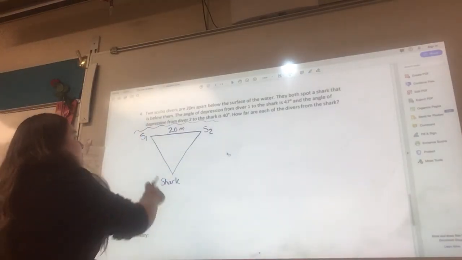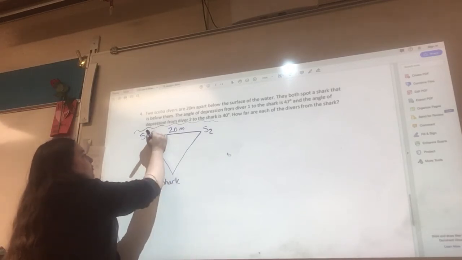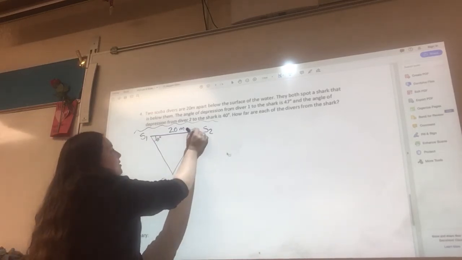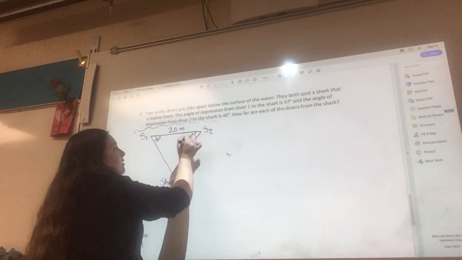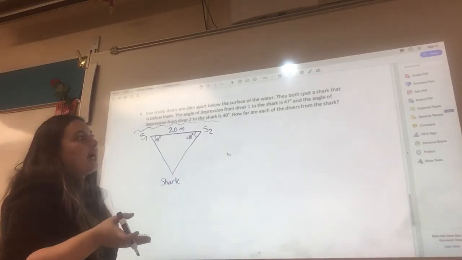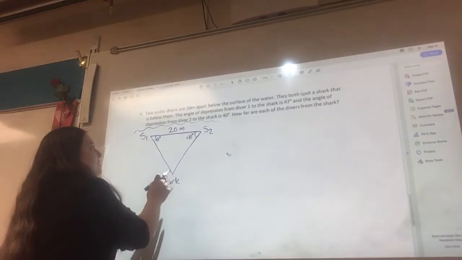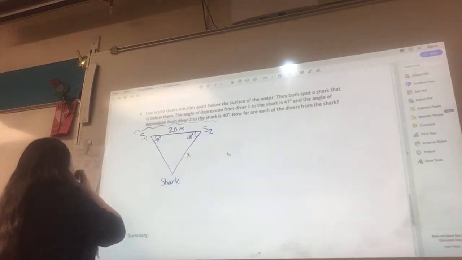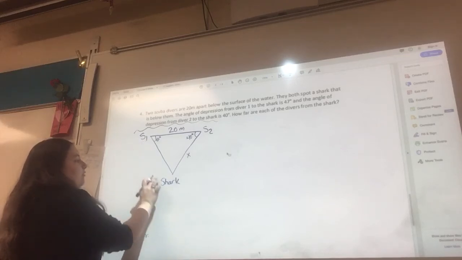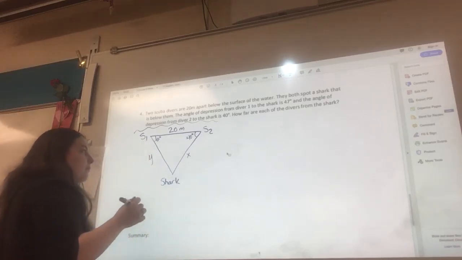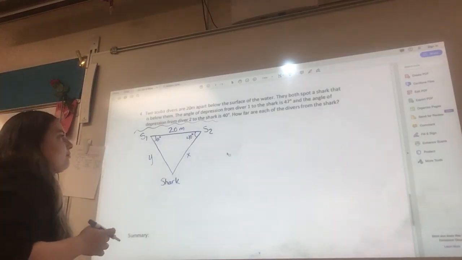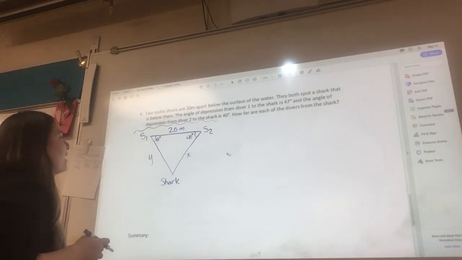So the angle of depression from diver 1 to the shark is 47 degrees. And the angle of depression from diver 2 is 40 degrees. How far are each of the divers from the shark? So what I'm going to say is between the shark and scuba diver 2 is our X, and the shark from diver 1 is our Y. Okay? So just X and Y, just random, 2 little different things. So we need to see how far each of the divers are away.